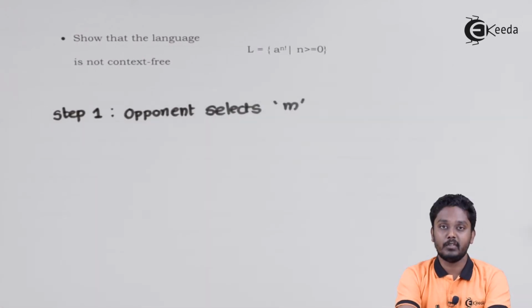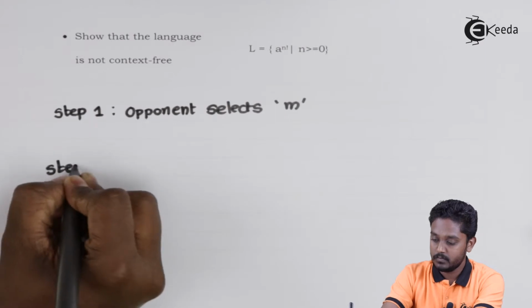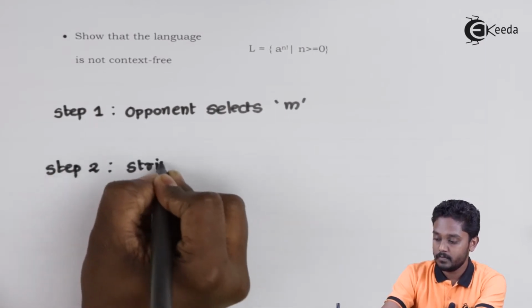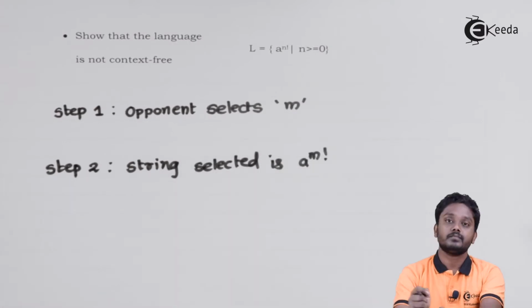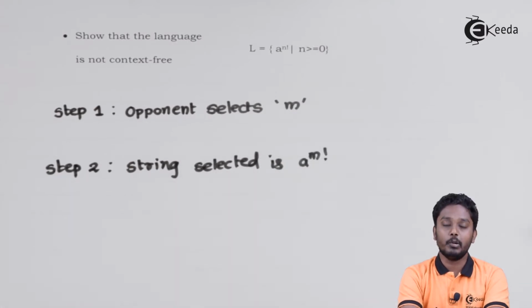Having the value of m selected, we have to select the string that is required. Let us say the string that we are taking is a to the power m factorial. Now the opponent has to split this string into parts u, v, x, y, z such that after pumping v and y, we will still get a string which belongs to the language.